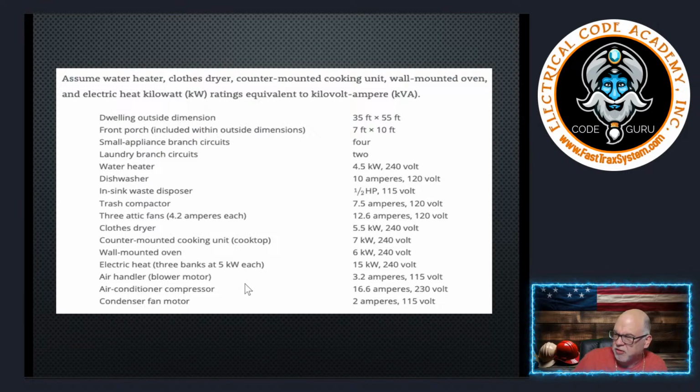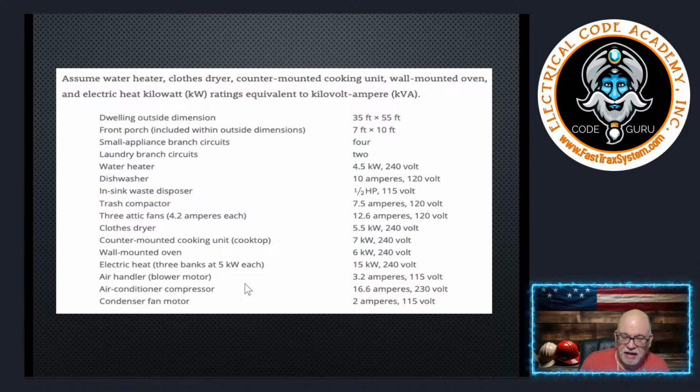Let's see here. The next is electric heat. 3 banks at 5 kW each. So we're just taking the summation of them. And so that is 5, 10, 15. So that's 15 kW, 240 volts. And to remind you, that is not going to have any neutral contribution because that is electric heat. So we'll look at that when we do the neutral.